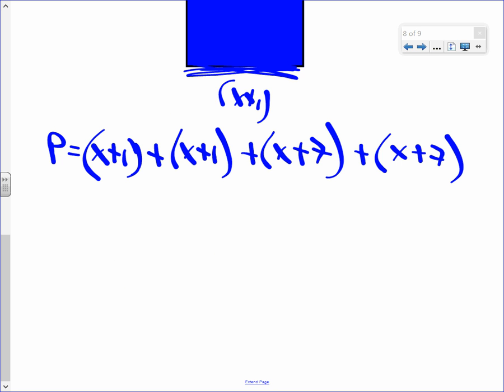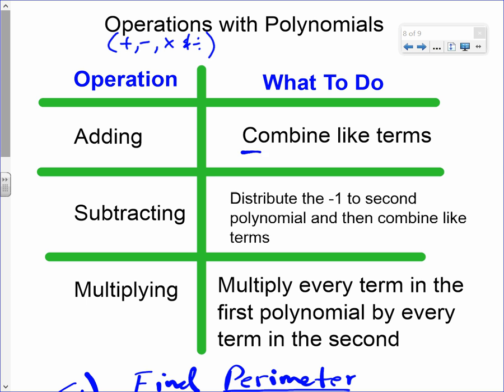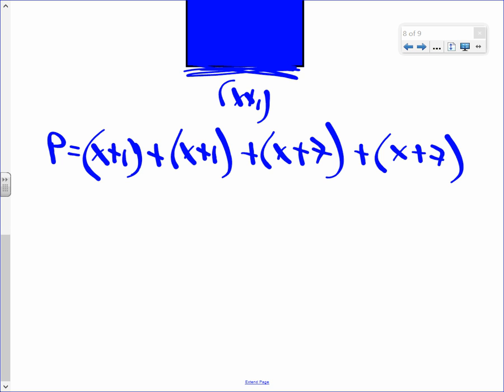So we're adding polynomials. We're adding binomials here. What do I do when I add? Look what it says. Combine like terms. Let's do it. I got an x, another x, another x, and another x. How many x's are there? There's 4 x's. So perimeter is equal to 4x, and I got 1 plus 1 plus 7 plus 7. I'm bad with mental math. What's 1 plus 1 plus 7 plus 7? 16. We're done. There's your perimeter.